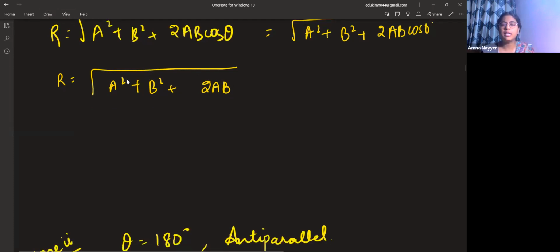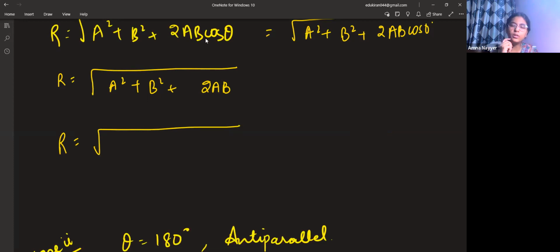Now, can anyone tell me, is this similar to any identity? See, under root this portion. Any identity you think?